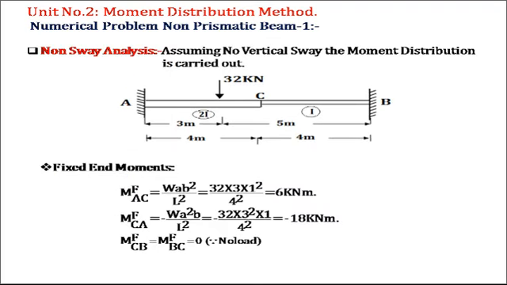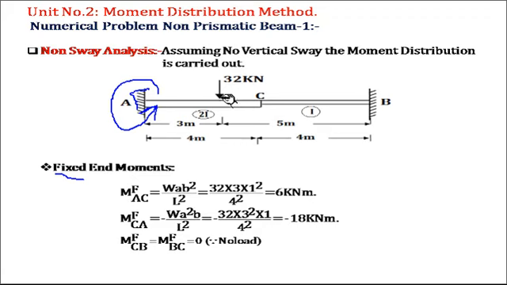Now first we'll do the non-sway analysis, assuming no vertical sway at joint C. First we'll find out the fixed end moment. Now in member AC, as there is a point load of 32 kN, the fixed end moment in member AC will act in the anti-clockwise direction. As it is acting in the anti-clockwise direction, as per our sign convention, it is plus.